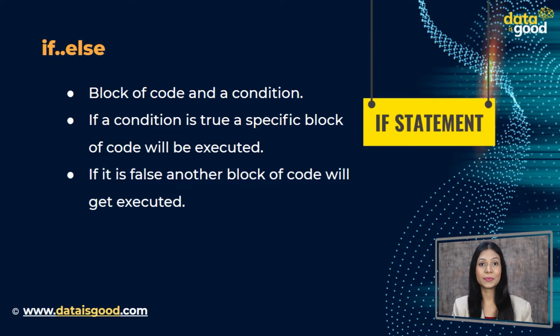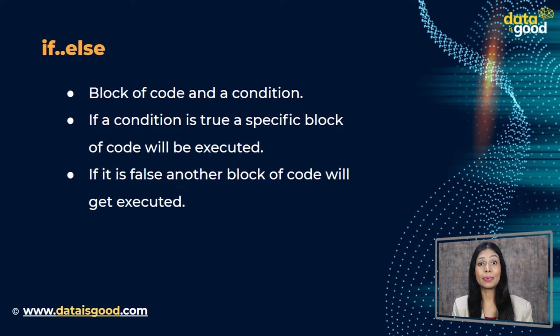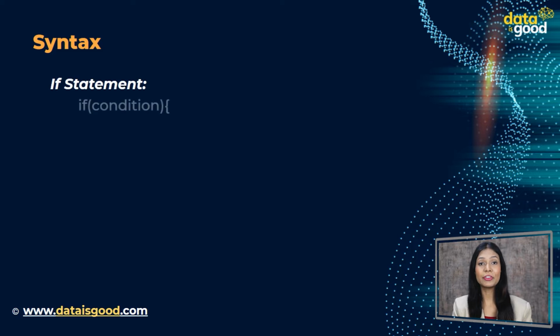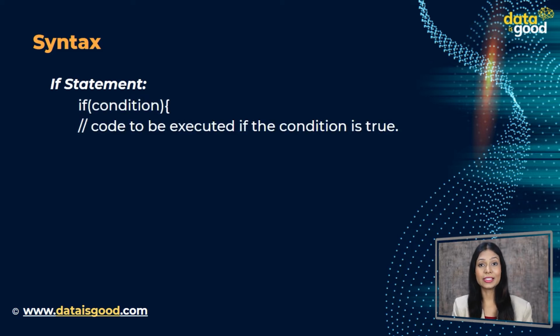If statement. But let us see how we can apply a condition and execute a block of code using the if condition. We use an if statement with comparison operators. Example, A greater than B, A equal to B, A not equal to B. Syntax, if condition, code to be executed if the condition is true.